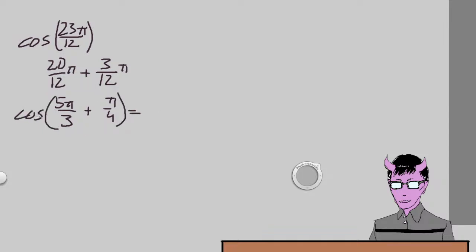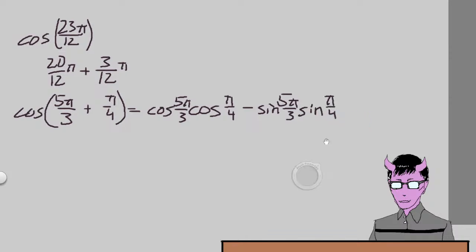Alright, so let's use the cosine expansion. It's going to be the cosines together. Cosine, cosine. First term of the argument and then second term of the argument. We don't keep the same sign. First term of the argument and then second term of the argument.